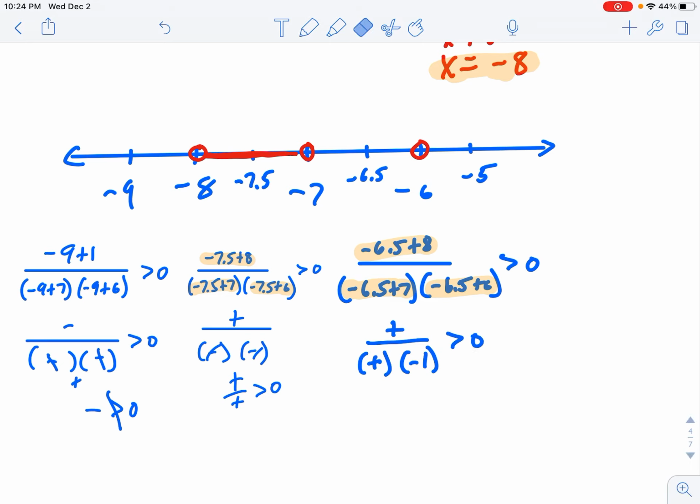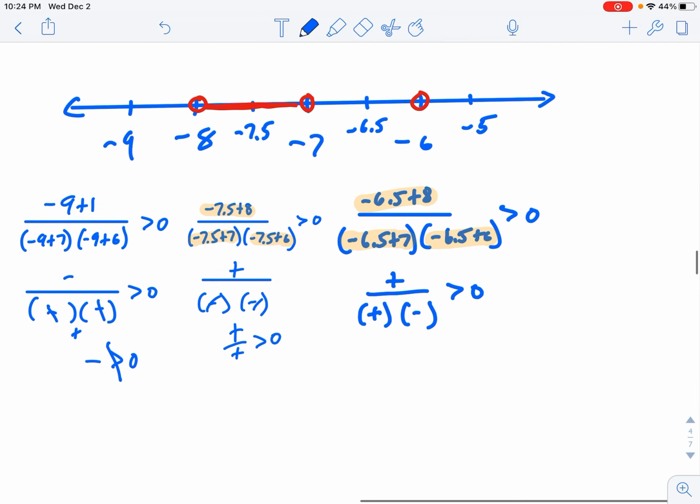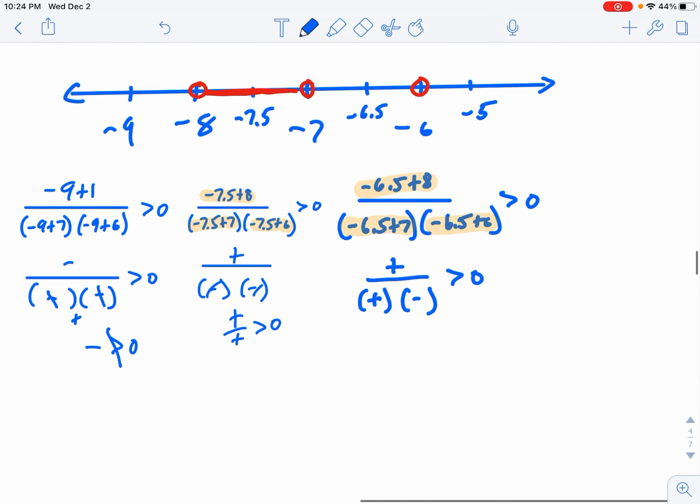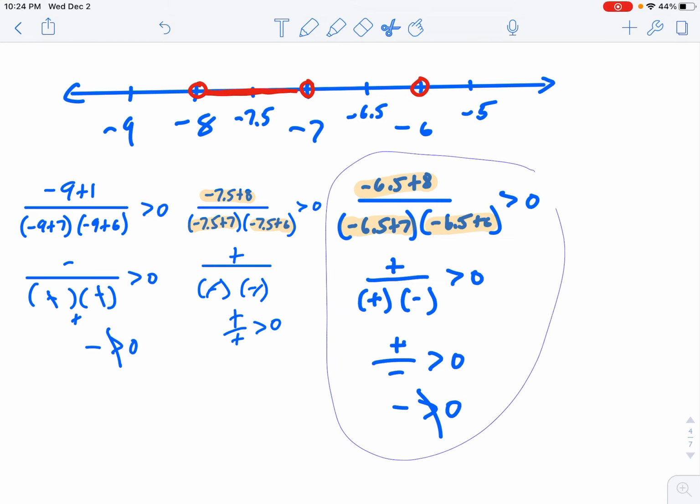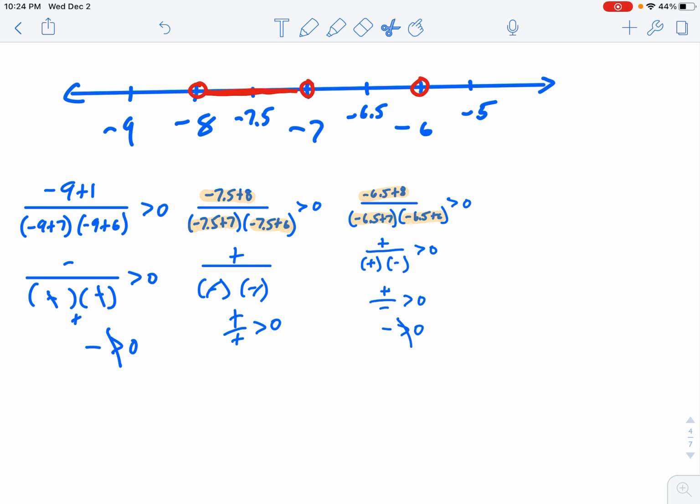Why would I put a negative 1 there? I don't know. Something's stuck in my brain. The fact is, it's just a negative. Right? Negative 6.5 plus 6 is a negative. So a positive times a negative equals a negative. Positive divided by a negative is a negative. Is a negative greater than 0? No. So that next section does not get shaded in. Hope this isn't too confusing. Makes perfect sense in my head.